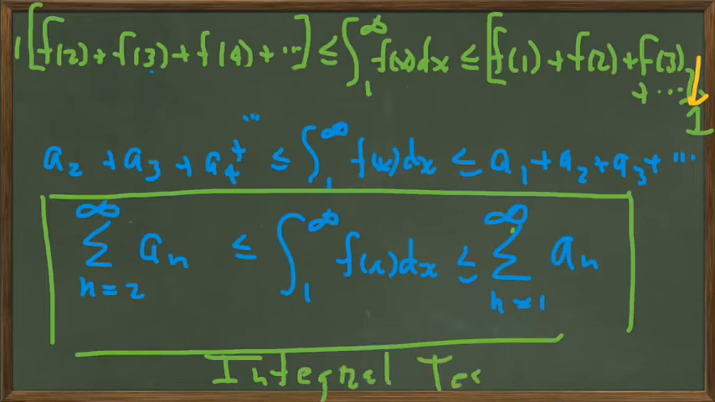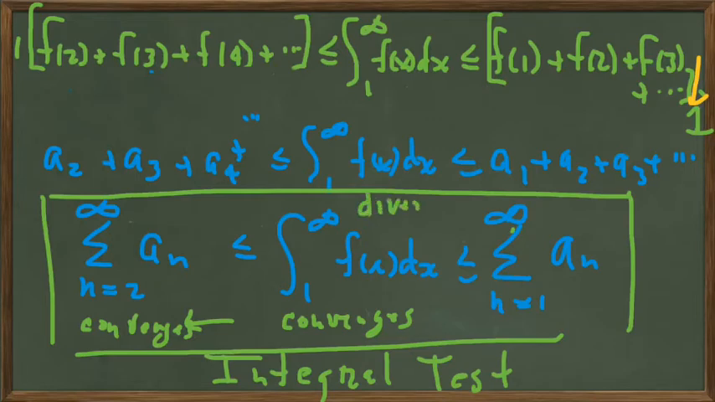And why is it a test? It says that if we have an integral that converges, then this series converges because it's less than or equal to the integral, whereas if we have an integral that diverges, that has infinite area, then the series is going to diverge because it is greater than the integral.